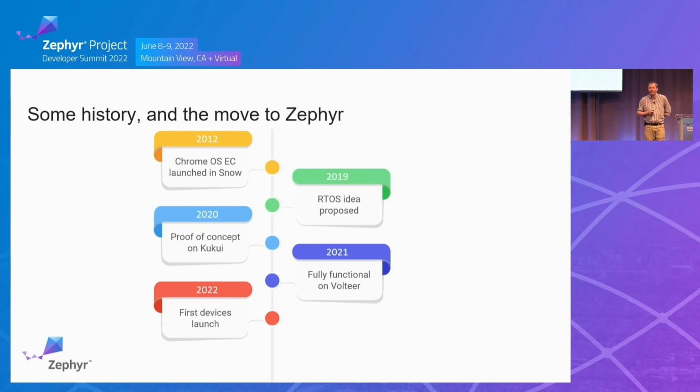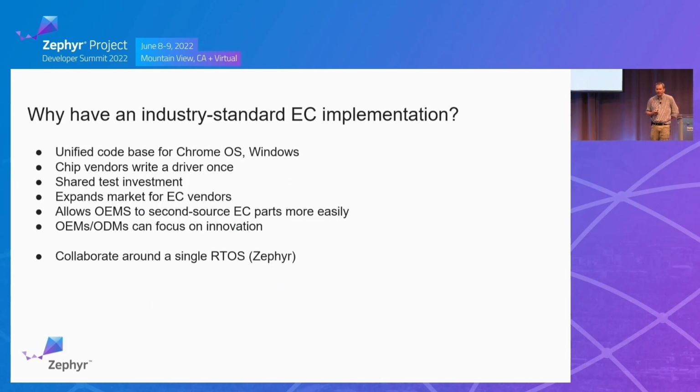The first devices with a Zephyr-based EC will ship later this year. But we have a lot of code in ECOS, and we need to redo that and submit it upstream to Zephyr. Work has started on this, but it's a big effort and it'll take a few more years.